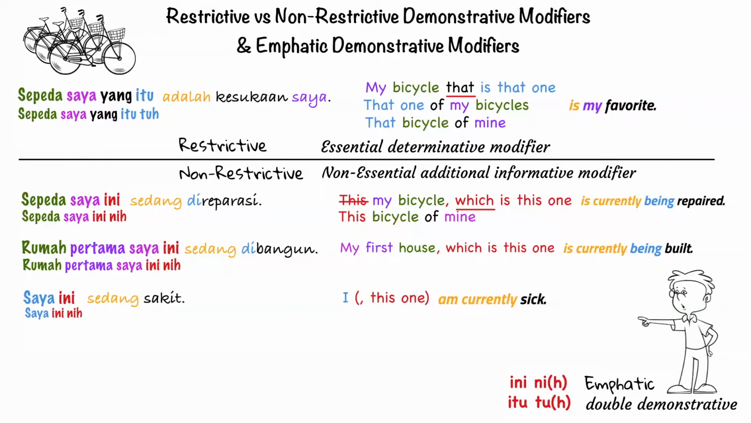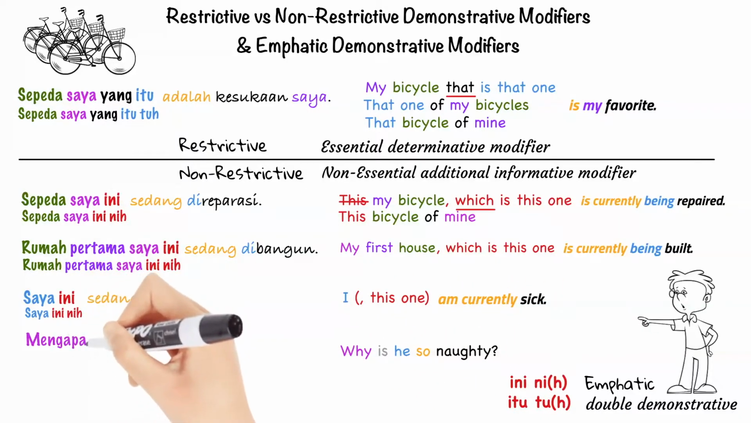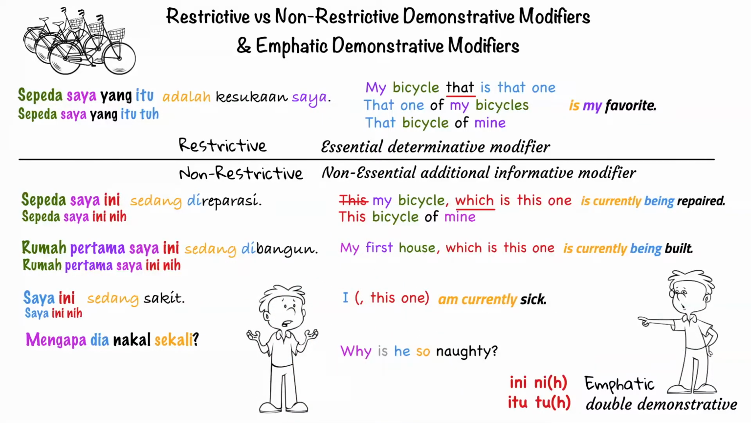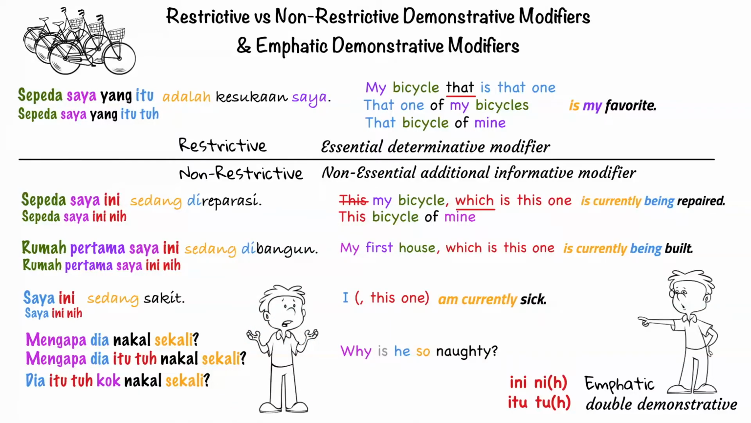For example, in a more neutral way to say, why is he so naughty, we can say, mengapa dia nakal sekali. In a more expressive way, using speciality, mengapa dia itu tuh nakal sekali. In a more expressive way, to show that you are wondering about the reason, you can replace mengapa with particle kok. Dia itu tuh kok nakal sekali. Or even more, if you want also to express and share your feeling of confusion, you can add particle sih, becoming dia itu tuh kok nakal sekali sih.